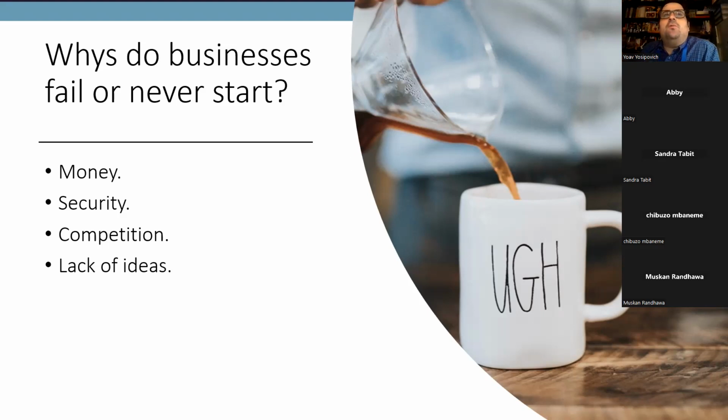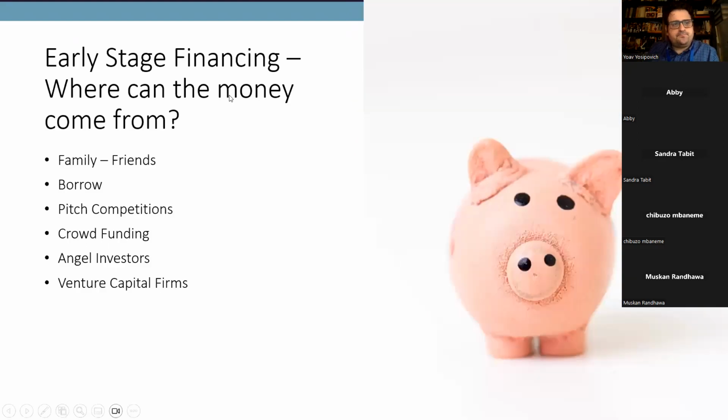But nonetheless, of course, when you look at the early stages of entrepreneurship, you start to look at where you can get the money from. A lot of times, family and friends could be an option. You can borrow the money, pitch to competitors, okay? Be able to do crowdfunding as well. Be able to look at, say, angel investors, okay? And different venture capital firms that can help you along the way.